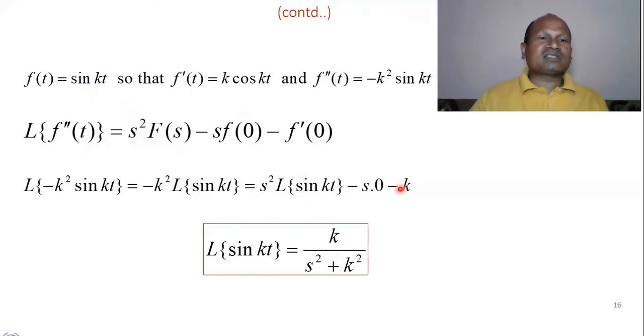And what is your second derivative? Minus k square. So minus k square will go this side, right? And when you simplify it, you will get Laplace of sine kt. But Laplace of sine kt is this. So Laplace of second derivative can also be obtained by this. And this is how we can calculate the Laplace transform of sine kt also, by using this expression.